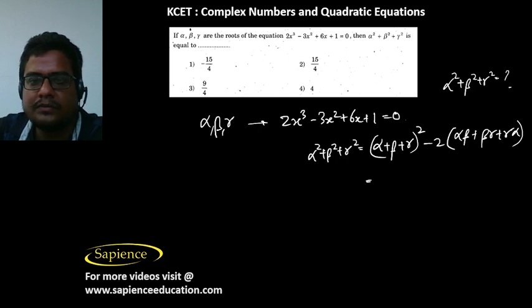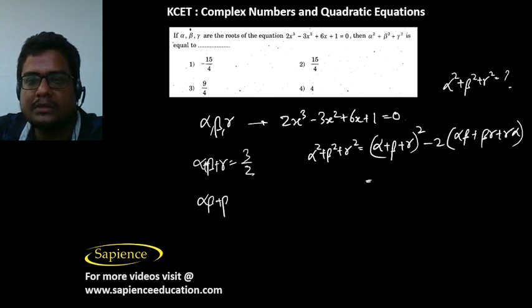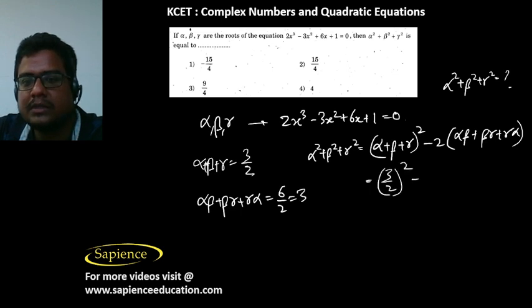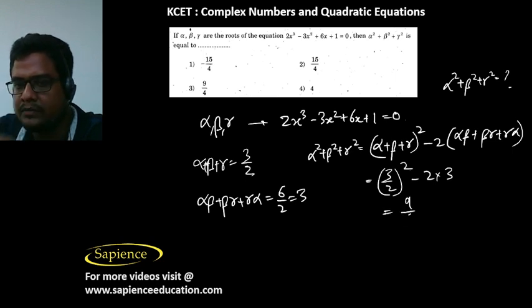So now the sum of the roots, alpha plus beta plus gamma, will be equal to minus b by a, so this is 3 by 2. And alpha beta plus beta gamma plus gamma alpha will be equal to minus c by a, sorry, that is c by a, so this will be 6 by 2, that is 3. So this we can write as (3 by 2) whole square minus 2 into 3. So this will be equal to 9 by 4 minus 6.